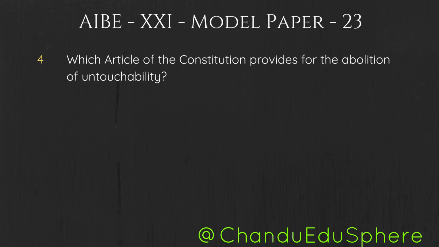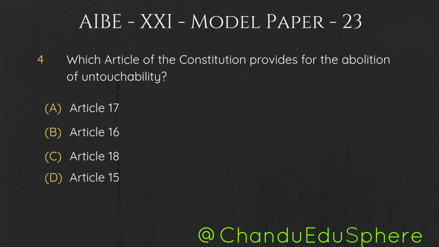Which article of the Constitution provides for the abolition of untouchability? Article 17 of the Constitution abolishes untouchability in all its forms and forbids its practice, making its enforcement in any form an offense punishable in accordance with the law.